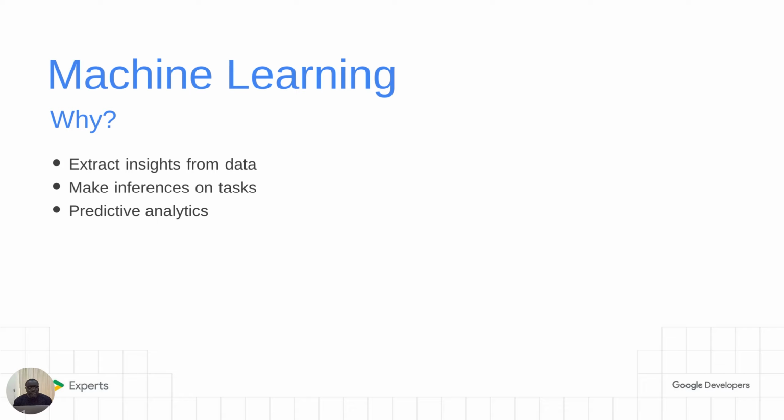Now, there are various reasons for utilizing machine learning. You could use machine learning to extract insights from your data. So there are times when a simple observation of the data doesn't tell you what exactly is going on. So things like anomaly detection, for example. You could also use machine learning for making inferences on tasks, as well as for even predicting potential future outcomes on your data.